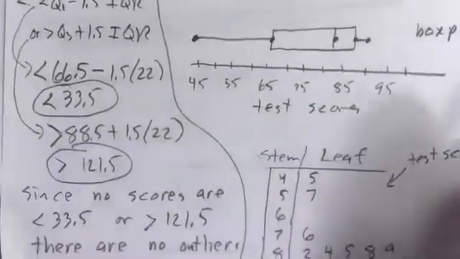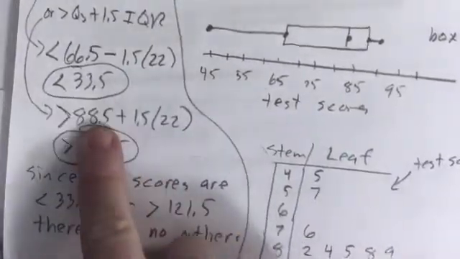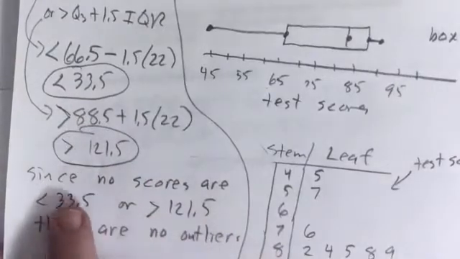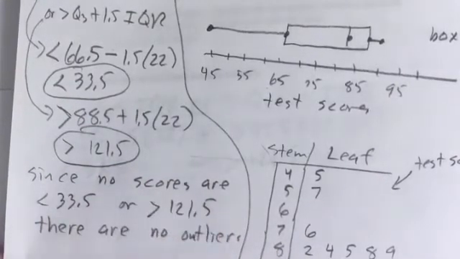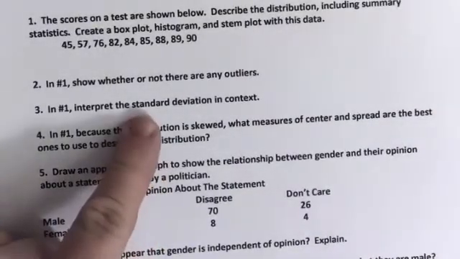Make sure and say that, by the way. Don't just find the fences. Make sure and put a less than or a greater than, and then say, since there's no scores that are less than that or greater than that, there are no outliers. And so that's all there is to that. Interpret the standard deviation in context.